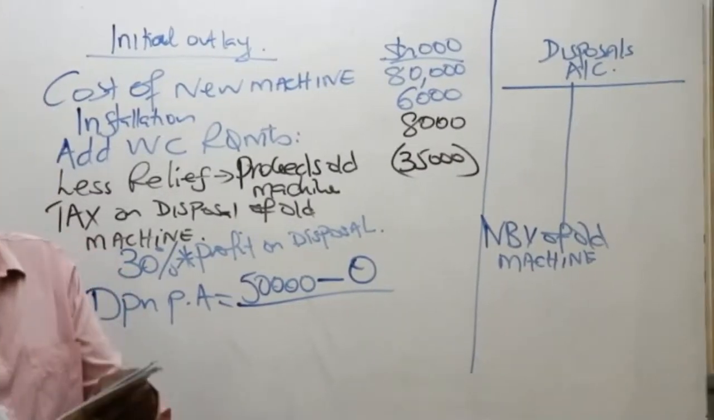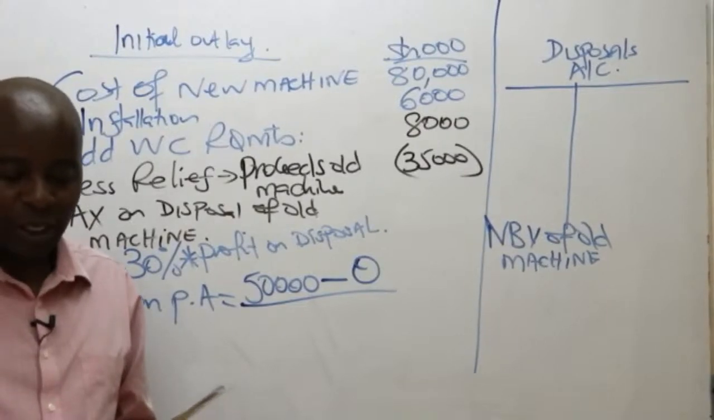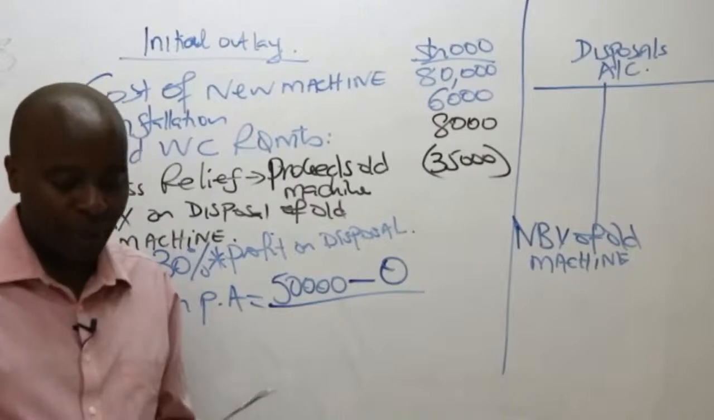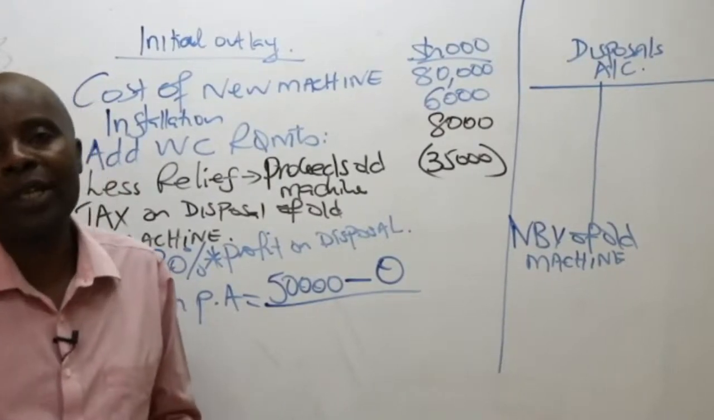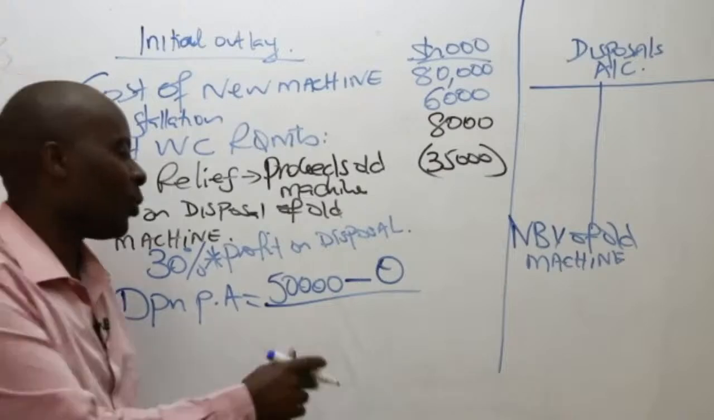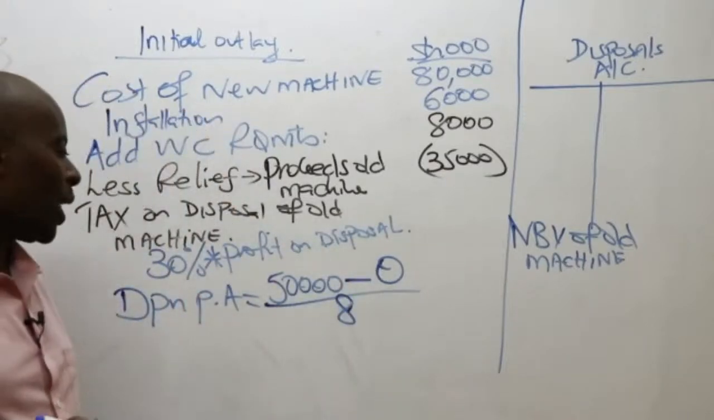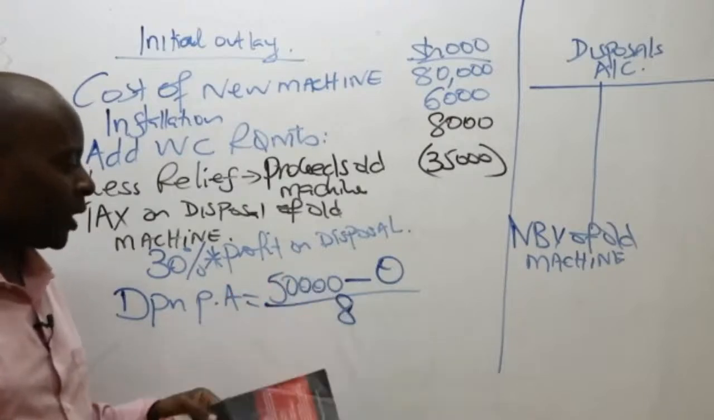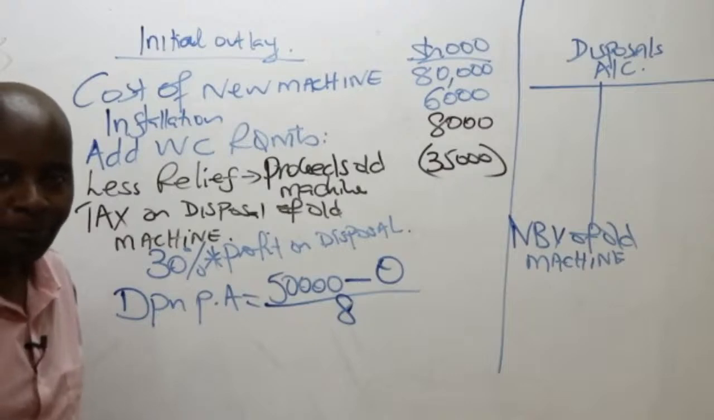Please read the first paragraph again. They told us Chuma Limited is considering replacing a machine. The existing machine was bought 3 years ago at a price of 50. The machine is expected to have a useful life of 5 more years. So the total useful life is supposed to be 8 years. So could you kindly give me this depreciation per annum? We have 50,000 minus 0 divided by 8. What figure are we able to get?